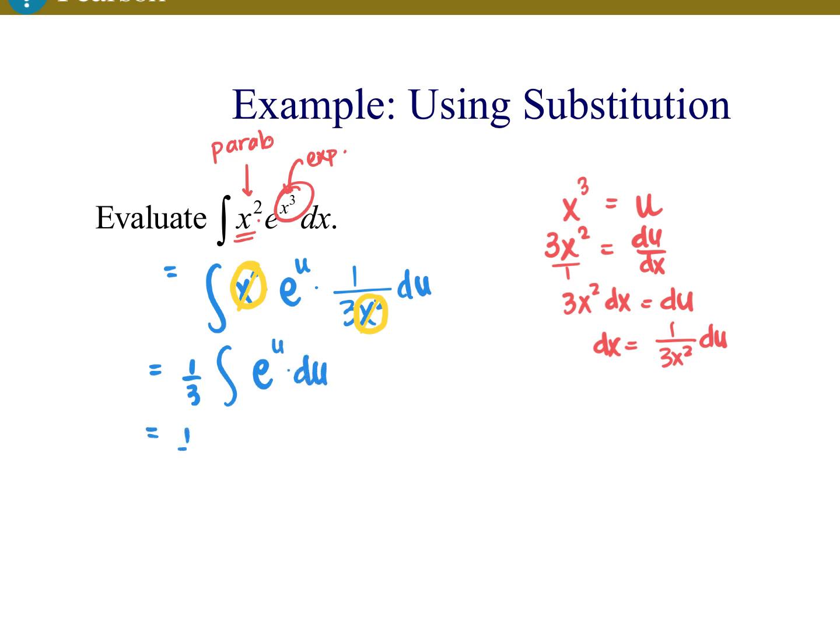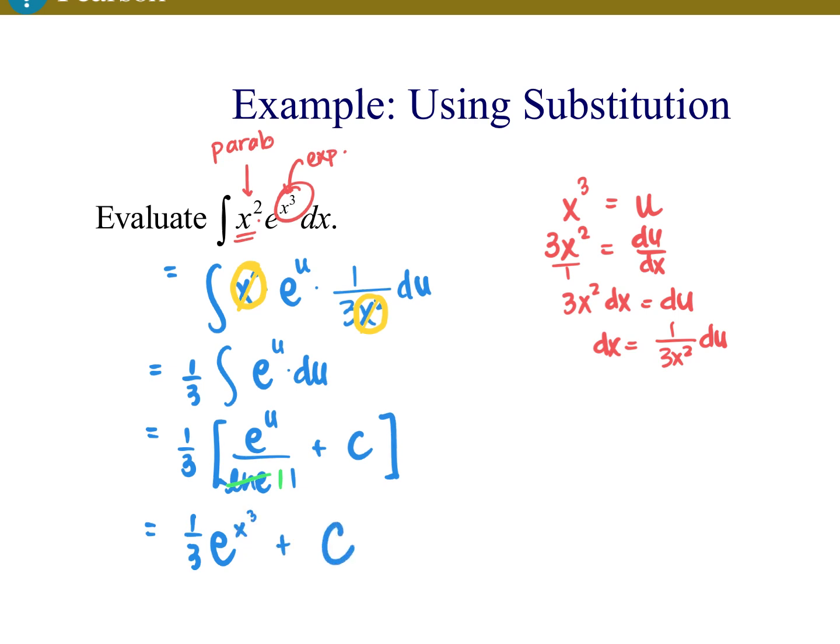Then we work on our antiderivative. The antiderivative of e to the u is e to the u divided by the natural log of e, multiplied by the chain rule of the derivative of u, which is 1, plus the constant c. Natural log of e is 1. So we're looking at 1/3 of e to the, and remember what u was, x cubed, plus the constant c.